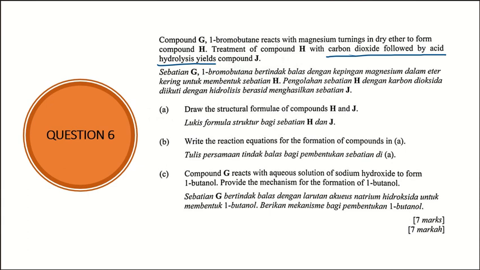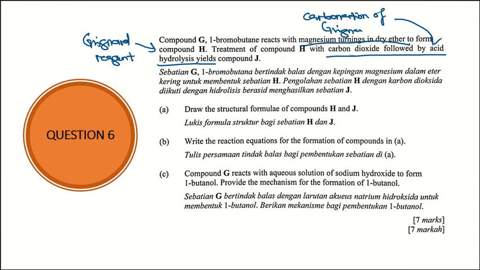Okay, so 1-bromobutane reacts with magnesium turnings in dry ether. When you see the words magnesium turnings in dry ether, that means compound H must be a Grignard reagent. Treatment of compound H with carbon dioxide followed by acid hydrolysis. Okay, this is carbonation of Grignard reagent. Yields compound G. Carbonation of Grignard reagent will give you carboxylic acid.